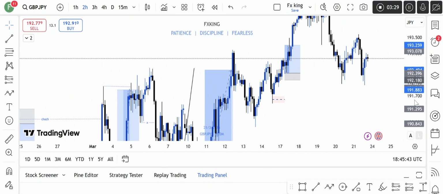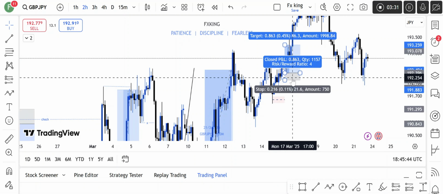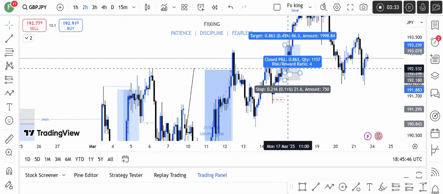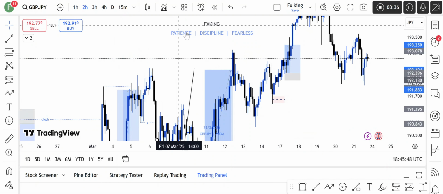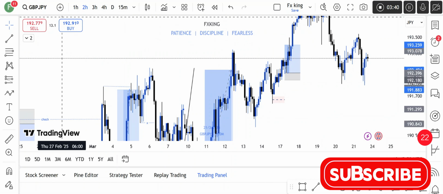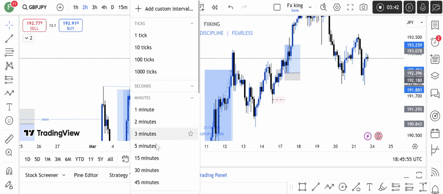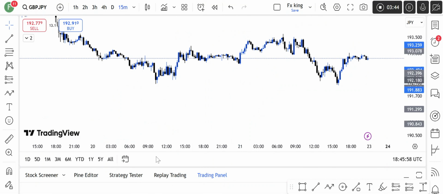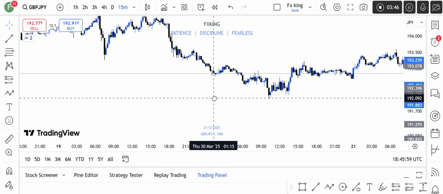Now, basically this trade here, I cannot remember. Oh yeah, I used the breaker block here, if I remember well. I don't tend to use breaker blocks a lot, but they work very well.